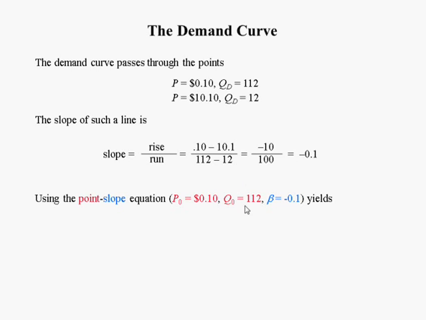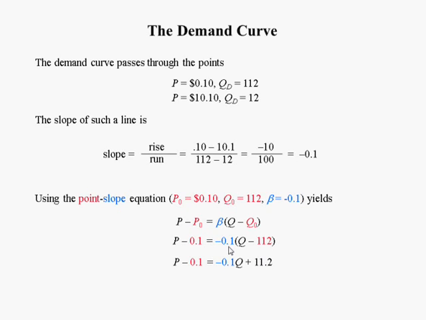The point slope again uses a point. We picked this as our point. We could have picked the other point, and that is our slope. We plug that in the point slope equation, right? Remember that when the price is 10 cents, we purchase as a group in this market 112 Big Macs. The slope is negative 0.1.